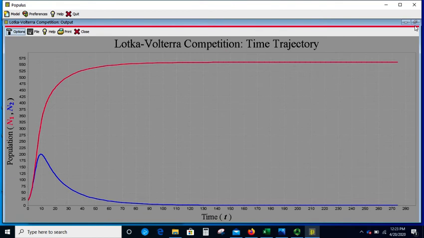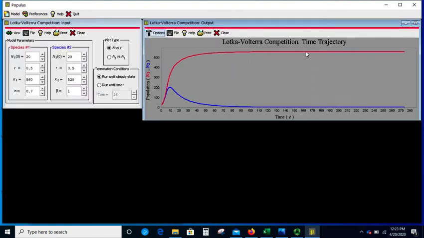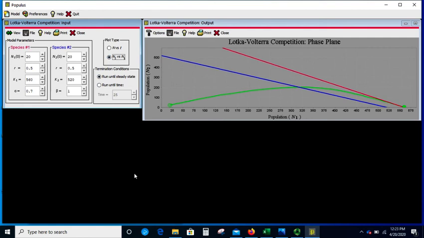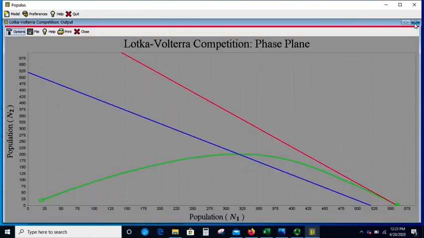So the graph we see right now is both populations, so for species 1 and for species 2, graphed over time until they reach a steady state, which basically means until they reach equilibrium. Now we're looking at population for species 1 on the x-axis and population for species 2 on the y-axis. And we have our zero growth isoclines for species 1 and species 2.